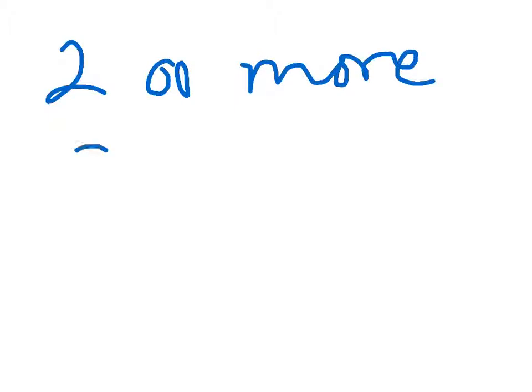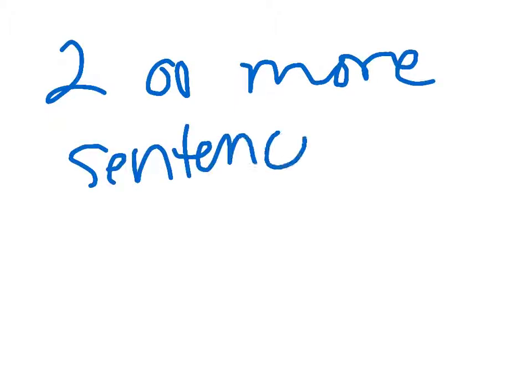It runs on and on and on and on. If we're going to get technical about it, a run-on sentence is two or more sentences, okay, that are joined incorrectly.